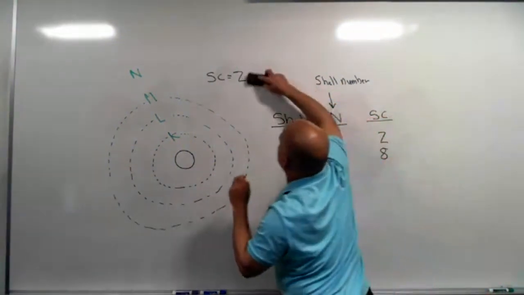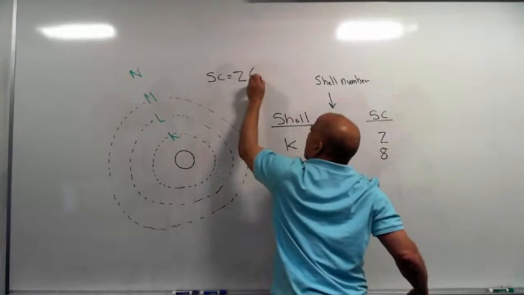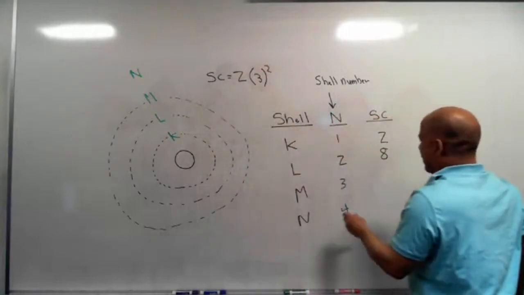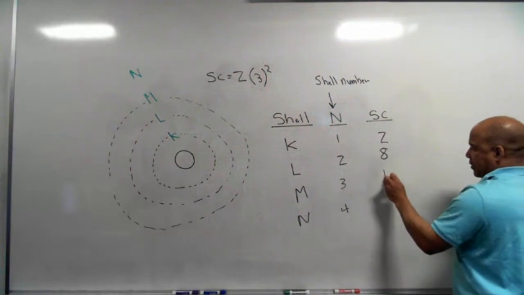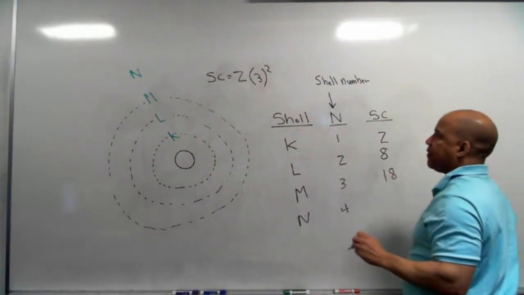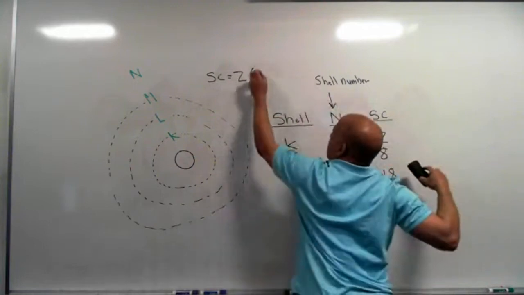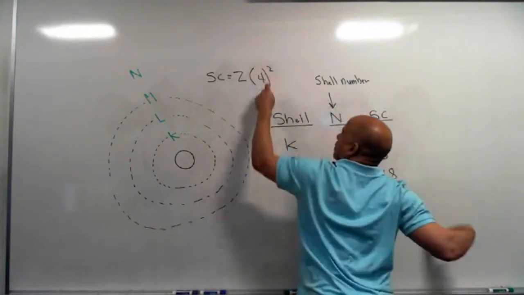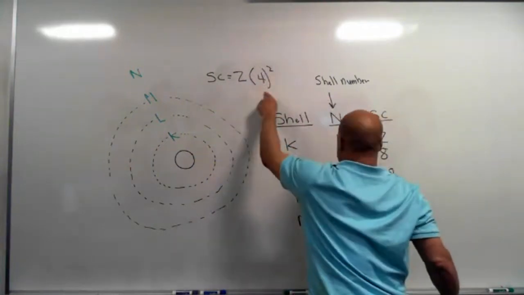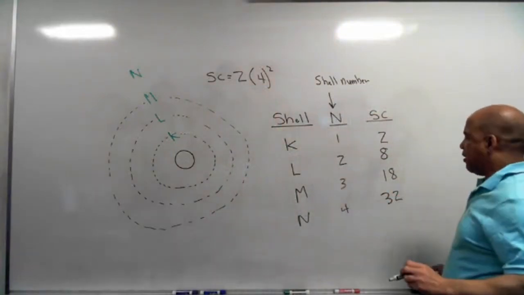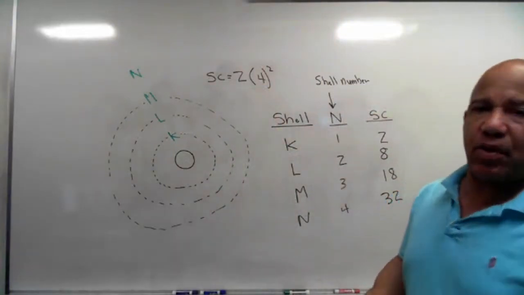And then M, of course, is 3. So 3 squared is 9, and 2 times 9 is 18. So M can hold a maximum of 18 electrons. And the last one, N, has a shell number of 4. So 4 squared is 16, and 2 times 16 is 32. So the N shell can hold a maximum of 32 electrons.